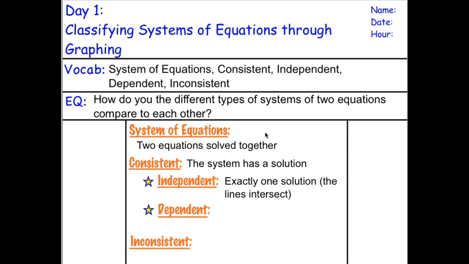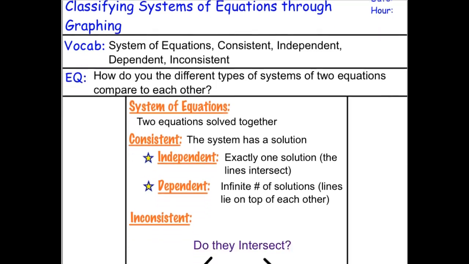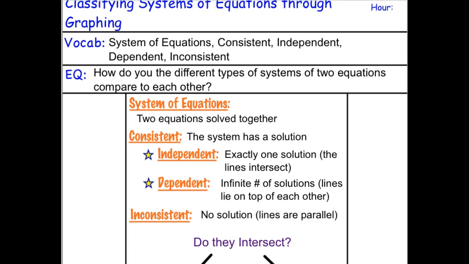Which must mean that dependent means an infinite number of solutions. The lines lie on top of each other. The way I remember this is that when you come down the road and have children, like my children, they are dependent upon me: food, shelter, money, etc. The reason they lie on top of it is that I am carrying them. And then we go into inconsistent, which is no solution.